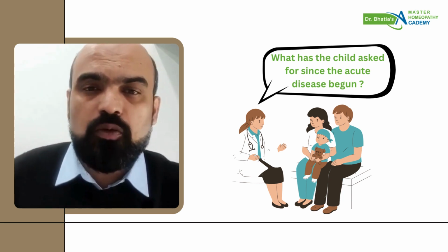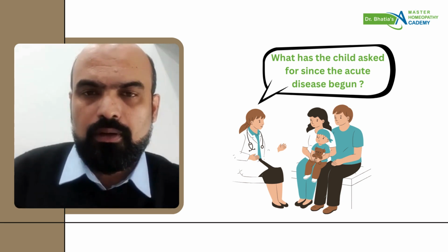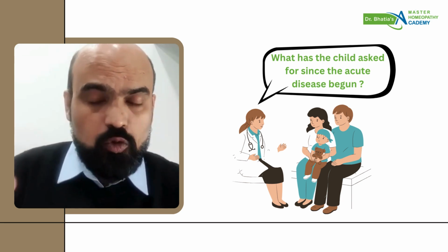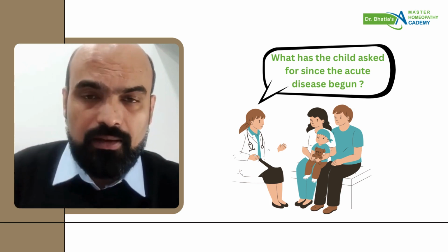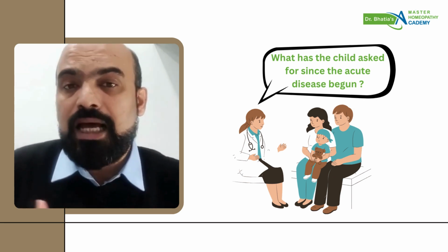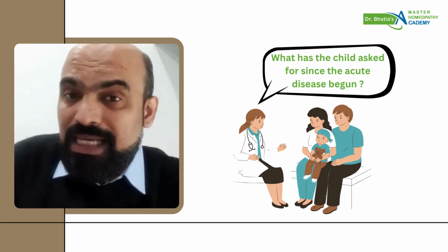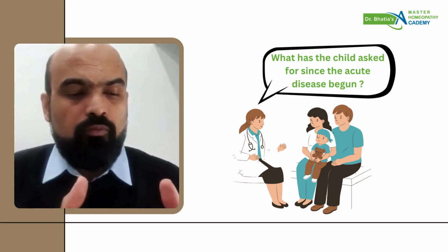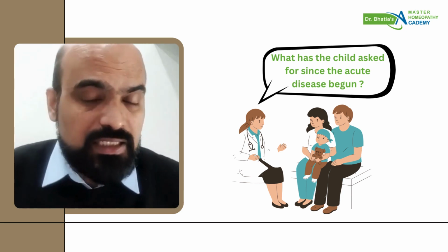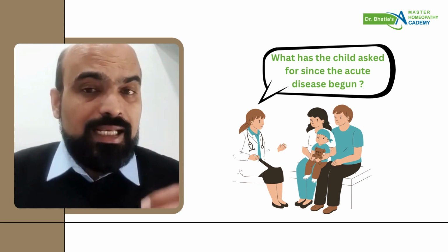That is what we need to understand. And that is what we need to ask also, that since the acute complaint has begun, what is it that the child has craved? What is it that the child has asked for? Or what is it that the child has happily eaten? Because when the child is sick, the mom will give the child many things, will offer the child many things. But what is it that the child ate happily?